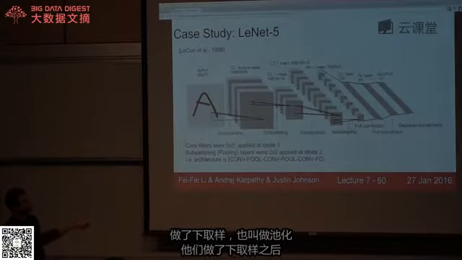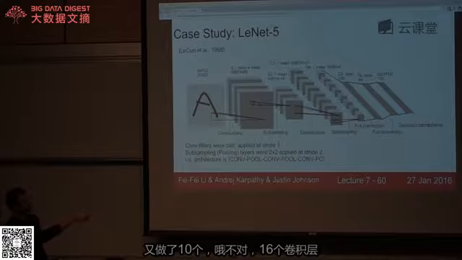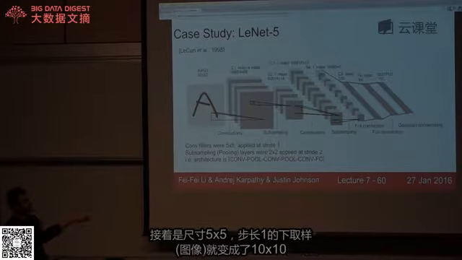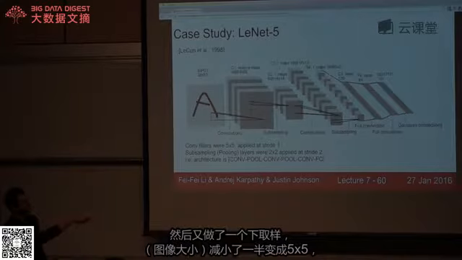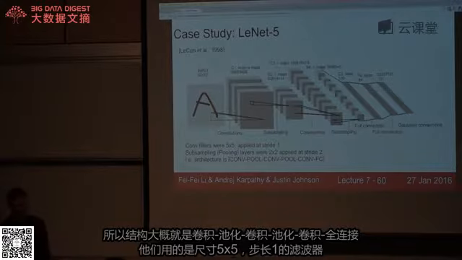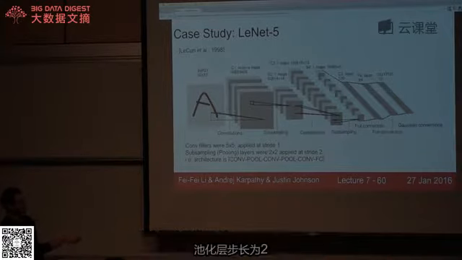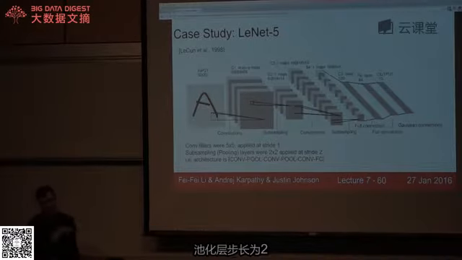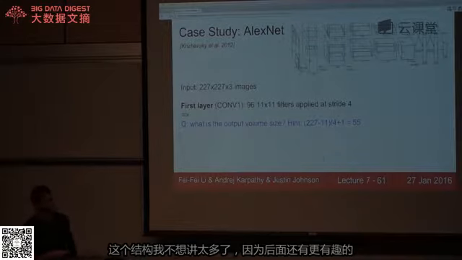So they subsampled it. Then they did 16 convolutional filters, again 5 by 5, applied at stride 1, and so they got 10 by 10. Then they subsampled that again, so you get 5 by 5, a reduction by half. Eventually they flipped to fully connected layers. So the architecture we would say is conv, pool, conv, pool, FC, or something like that. They use 5 by 5 filters applied at stride 1, and the pooling layers were 2 by 2 applied at stride 2.